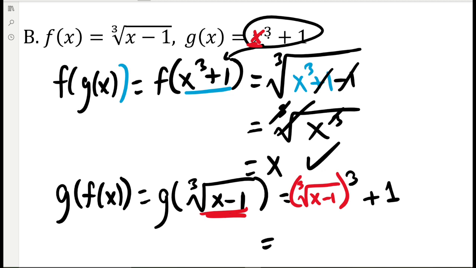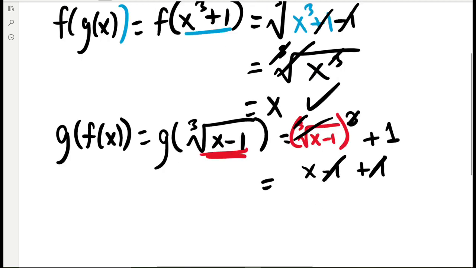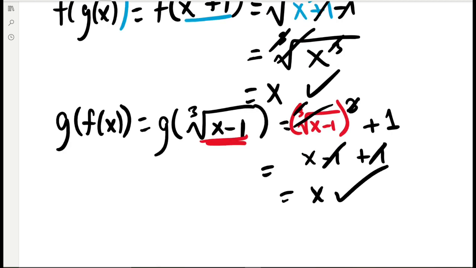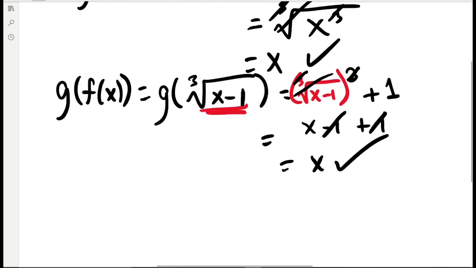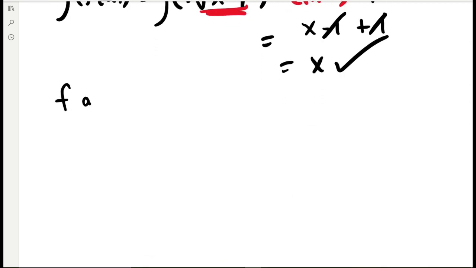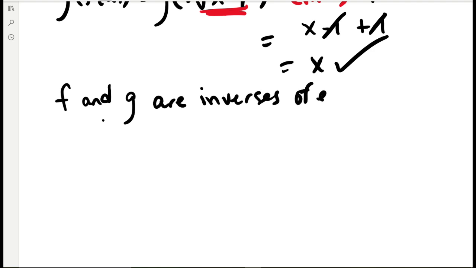So x got replaced with the cube root. And then now we notice that the cube and the cube root cancel here, leaving us with the x minus 1. And then we got the plus 1 on the outside. And then these will cancel out, leaving us with x. So this checks out. So if you reverse it, you're still going to get x. Therefore, these are considered inverses. So f and g are inverses of each other.